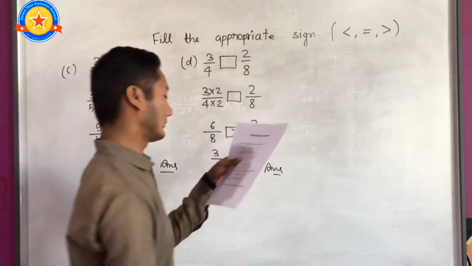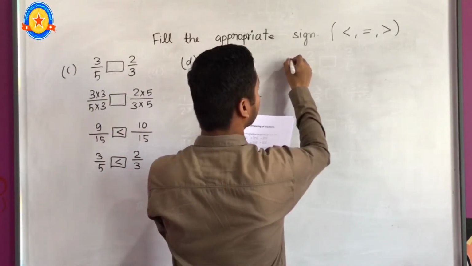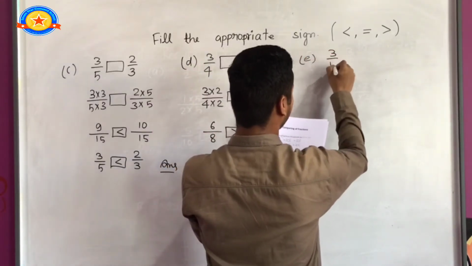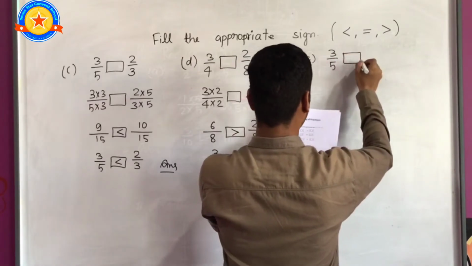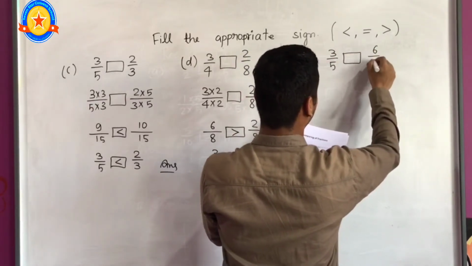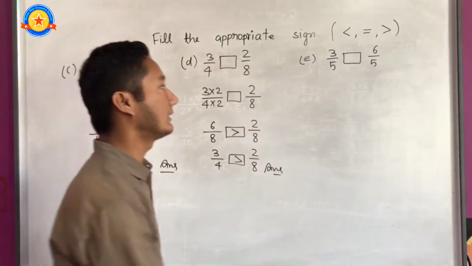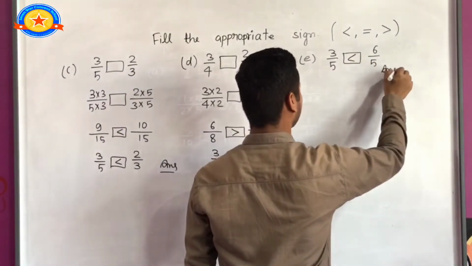Next question is E part. 3 by 5, blank space, 6 by 5. Now students, in this case the denominators are same, then we can directly say 6 by 5 is greater than 3 by 5. This is our answer.